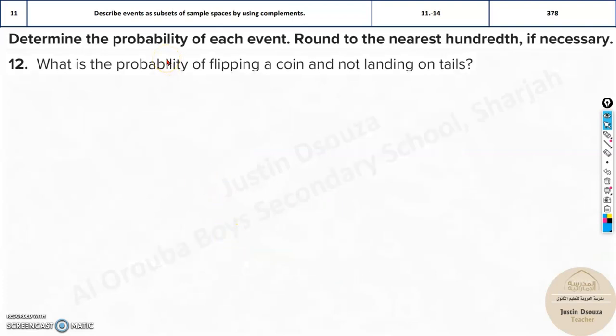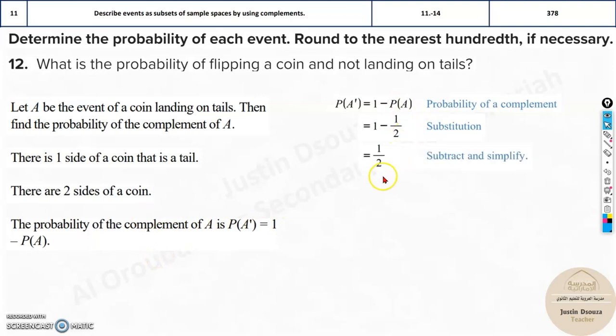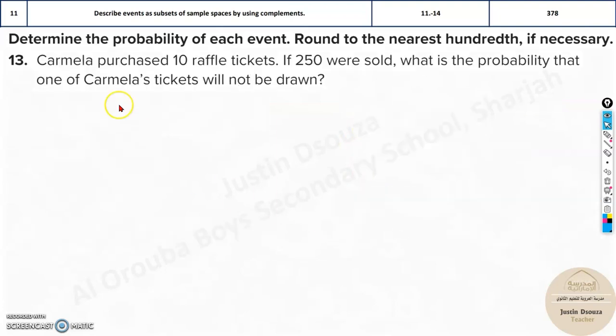Now, again over here, what is the probability of flipping a coin and not landing on tails? A coin has only two options, heads and tails. So what is the probability of getting tails? 50%. Not getting tails, 1 minus 50, it's again 50. It's very simple. You don't even need to solve this. One possibility is tails, one more is heads, total 2 possibilities. 1 minus 1 by 2 is half itself. 0.5 is the answer.